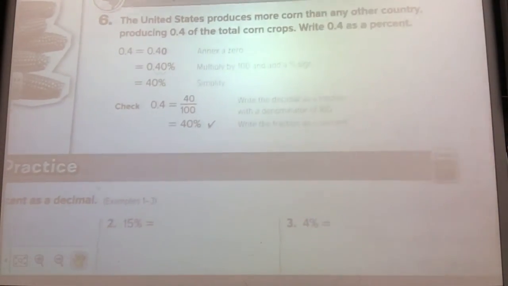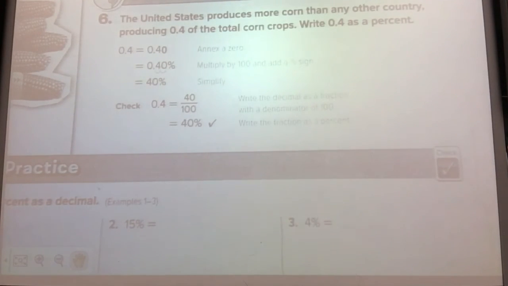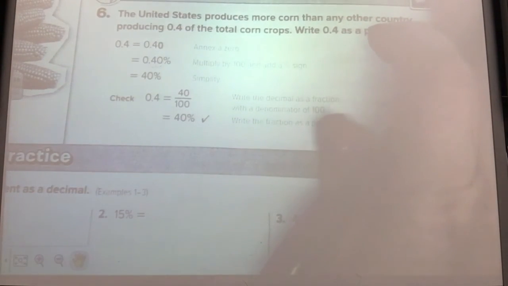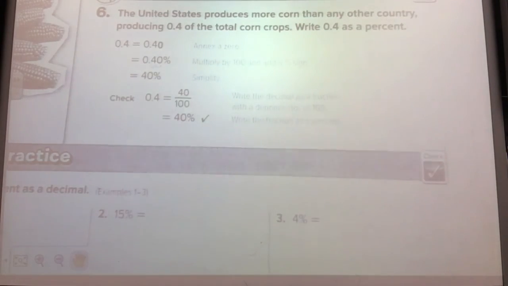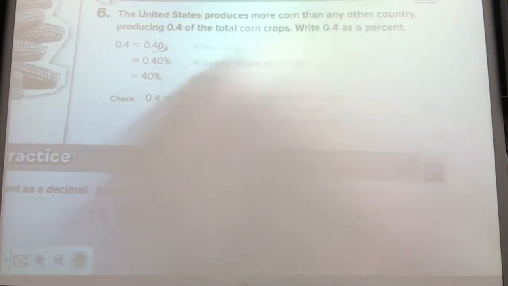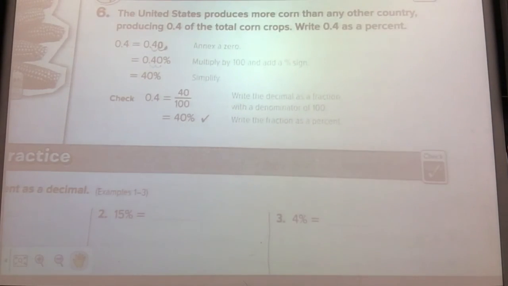Alright, one more small problem to go over before I move on to the guided practice. The United States produces more corn than any other country, producing 0.4 of the total corn crops. Write it as a percent. So that's just a story problem. They give you a decimal, they want it as a percent. Move that bad boy over 2 places. 1, 2, fill in with a 0 because you got a blank space. 40% of the total crops is corn.